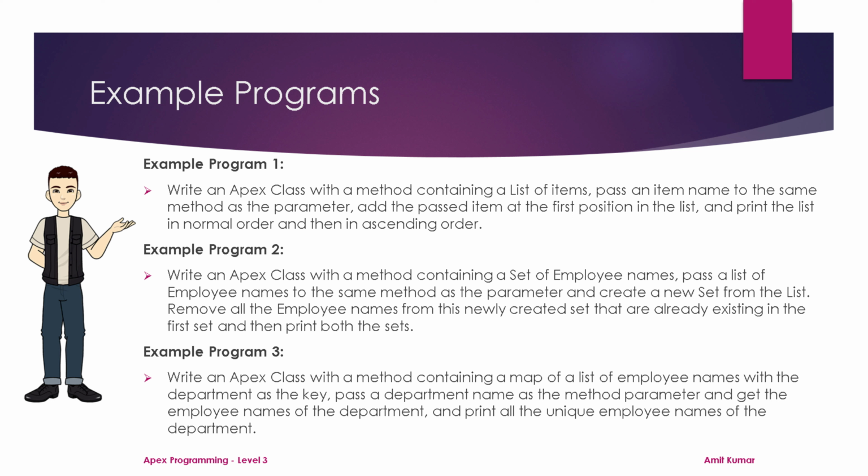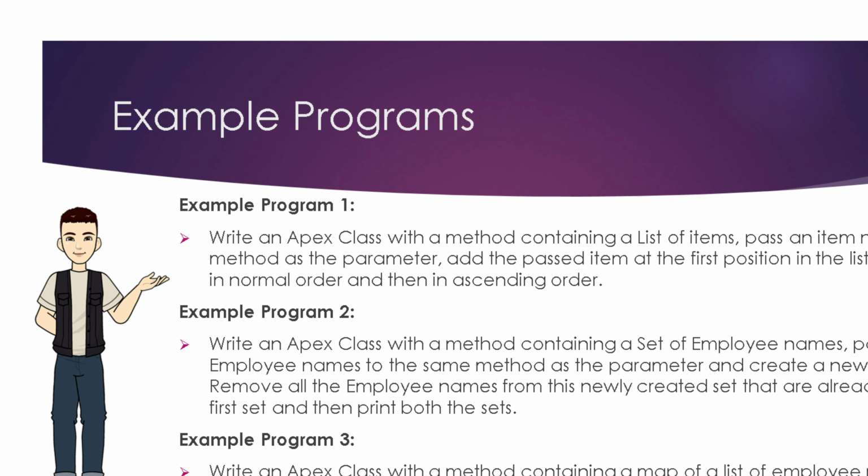So here it is asking us to create a map of list of employees inside the method of the class with department as the key. Now the method will accept the department name as a parameter and get employee names of that department. Now the catch here is we need to print all the unique employee names of the department. So we will get the employee names, but there is no guarantee that the employee names will be unique. But while printing, we have to make sure that we print unique employee names only. So let's see the program.